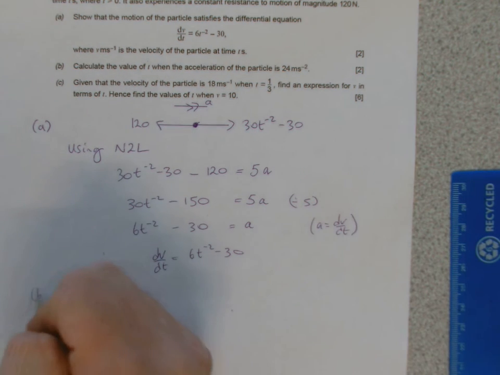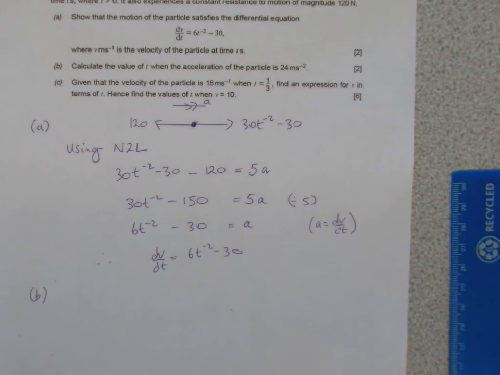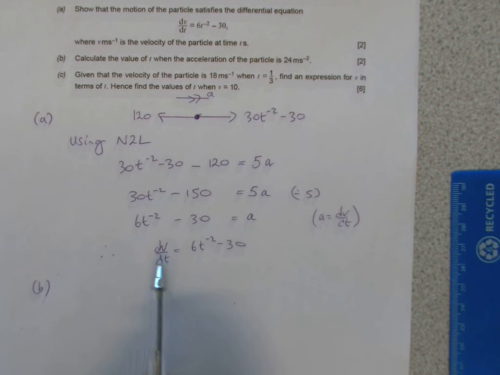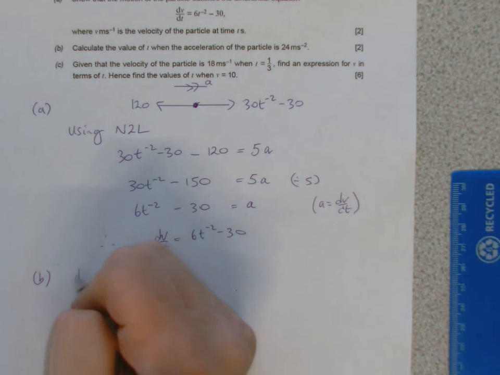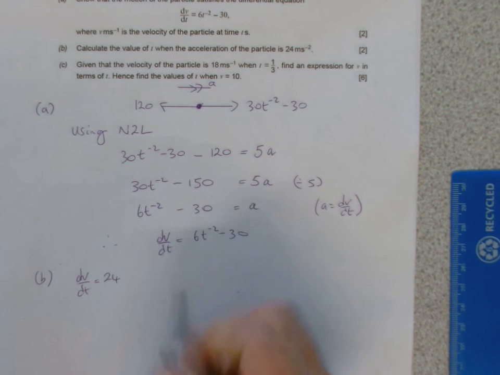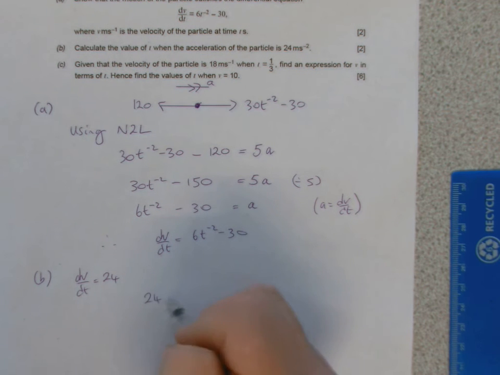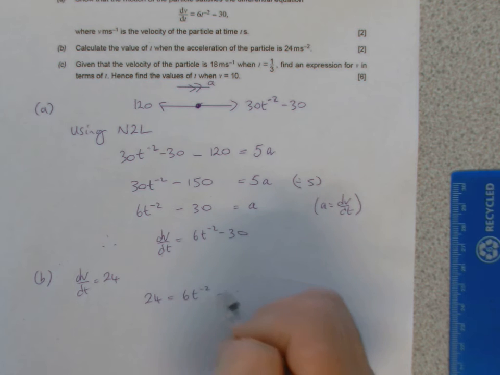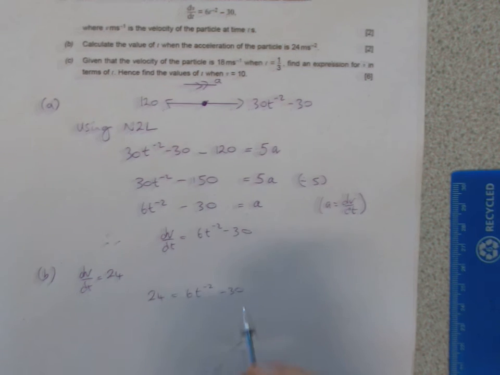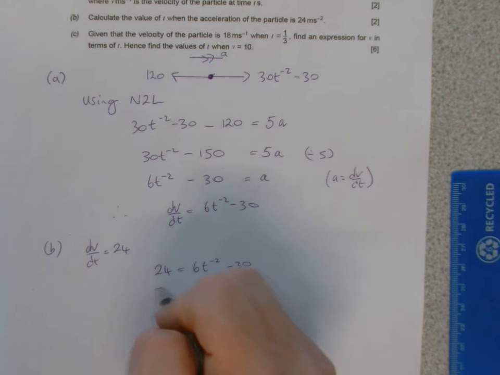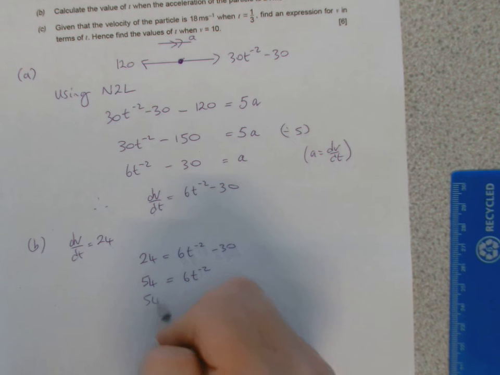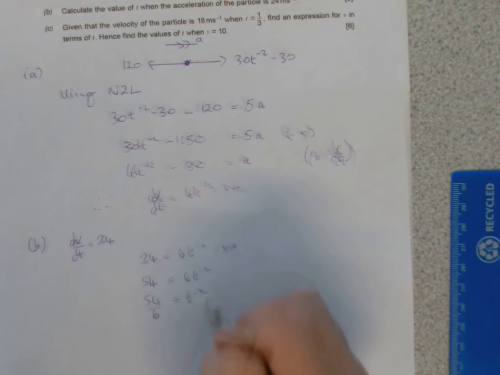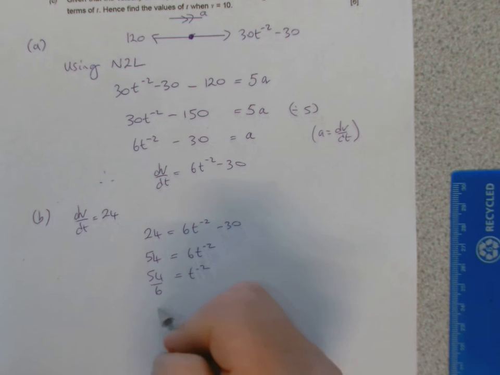Part B then says, calculate the value of t when the acceleration of the particle is 24. Remember, this is our acceleration. So when it says acceleration is 24, basically it's saying dv/dt is equal to 24. So you put it into here: 24 equals 6t^-2 minus 30. Take that minus 30 over, so you get 54 equals 6t^-2. Divide by the 6, and t^-2 is equal to 9.